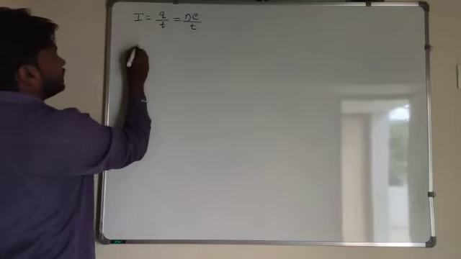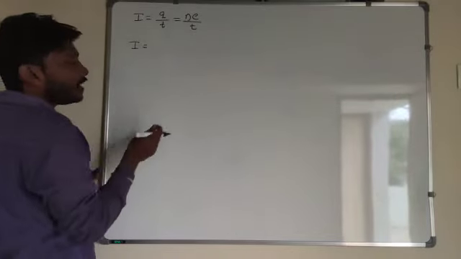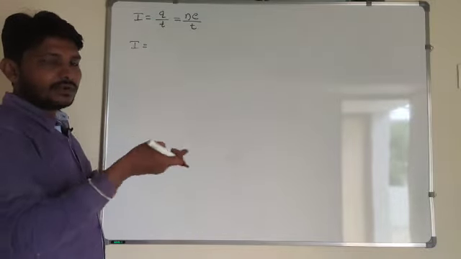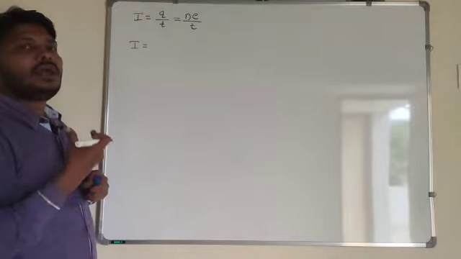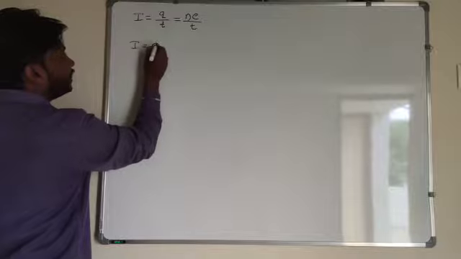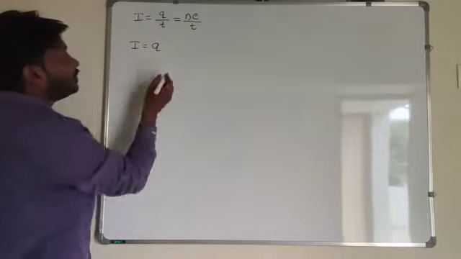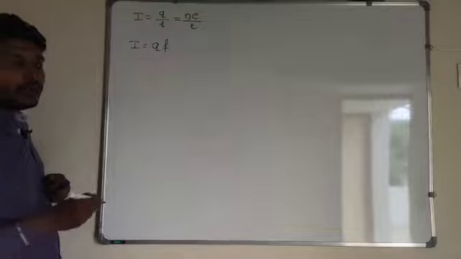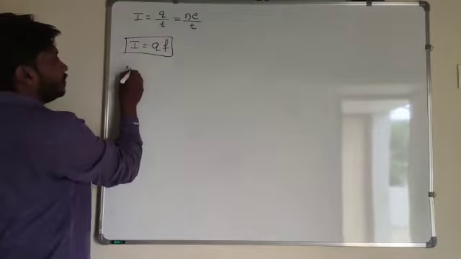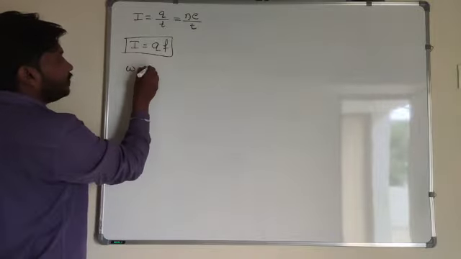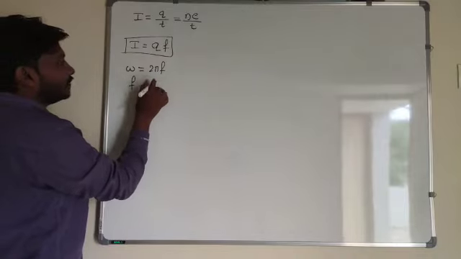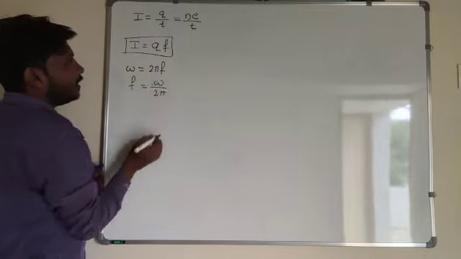One more form I can consider here. If a charged particle or electron is revolving around the nucleus, it is circular motion. So Q into 1 by the time taken, which is nothing but frequency. So I is equal to Q into F, where omega is equal to 2 pi into F, so F is equal to omega divided by 2 pi.